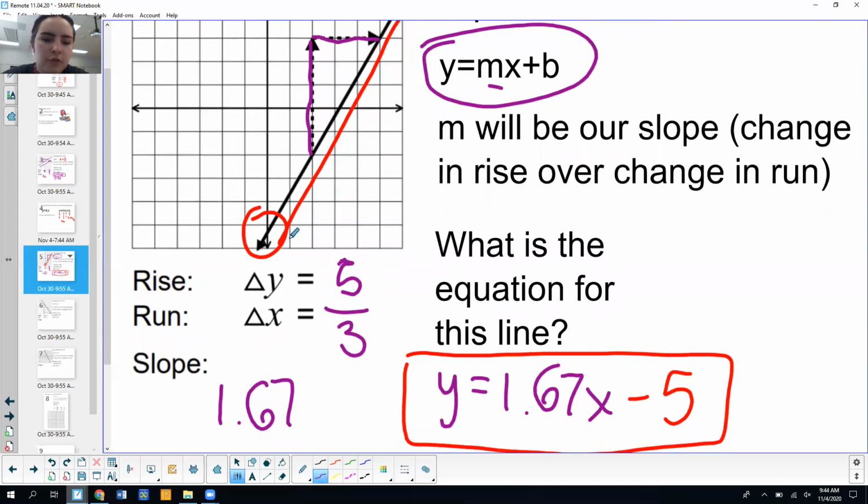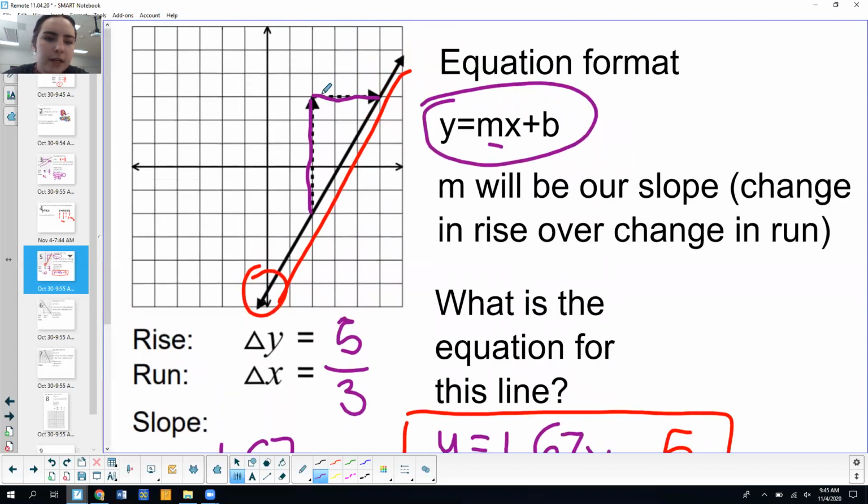So we found the slope, and then we plug it into our y equals mx plus b formula. So y equals 1.67x minus 5. That's what this graph is saying. That's what this line equation is going to be. Are there any questions about this? This is kind of hard for some people to wrap their brain around, so we'll practice some.